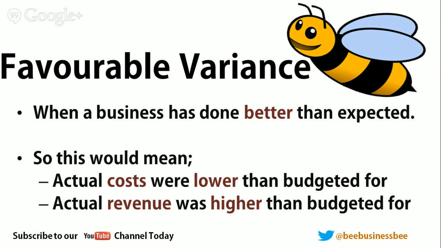And because of that, our sales revenue is better. We have got a more favourable variance. So you need to be able to be au fait with those terms, adverse and favourable. So let's have a look at what it means.